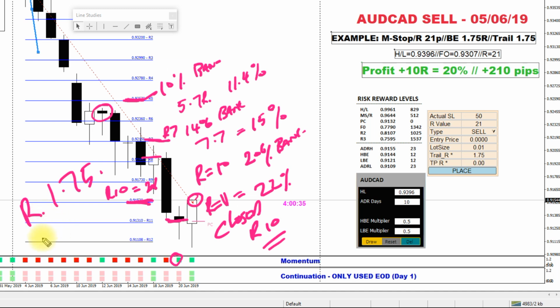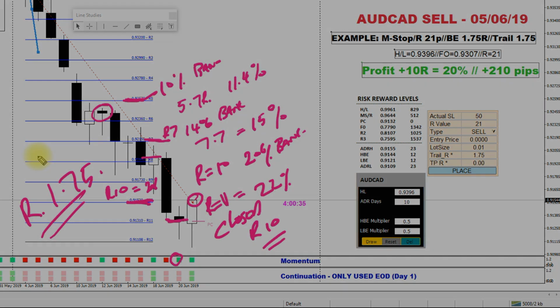Now I hope you're beginning to see that when you want the long runs, you have to extend R. 1.5 only gave us, I think, 5.7 R, or around 10%. So let's have a look next if we change our trail to 2.0.